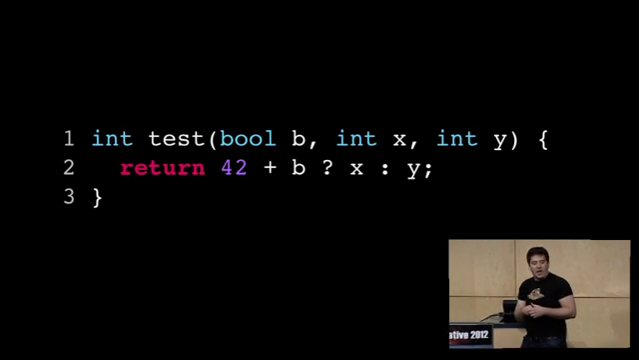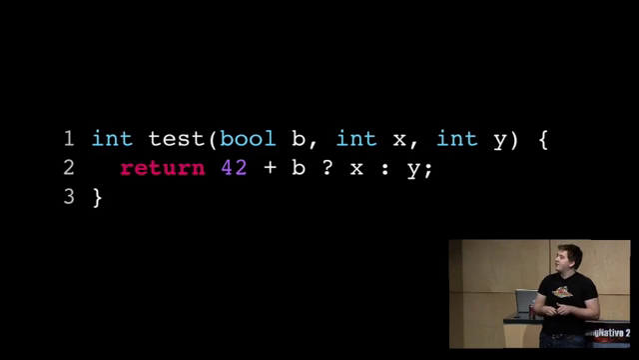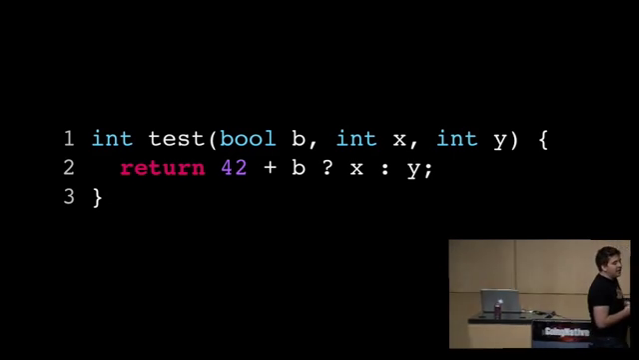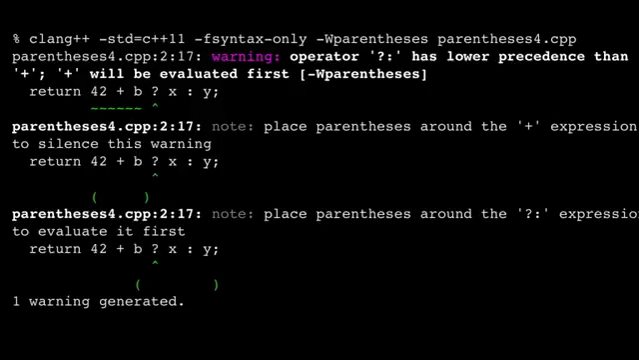Now, another one, and this one was very surprising. This is another operator which has very clear precedence rules, and yet no one understands. So any guesses on what this function returns? X. Always X. Never anything other than X. That was very surprising to a large number of engineers.